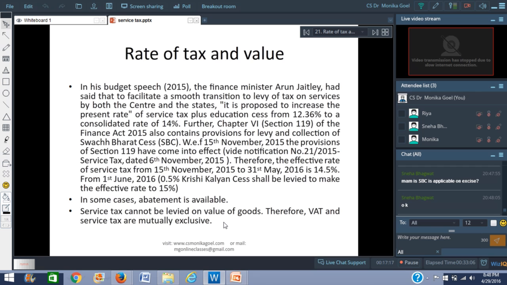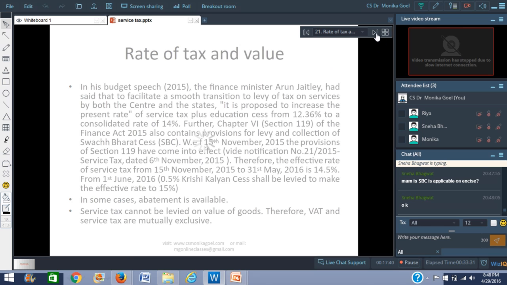Service tax cannot be levied on value of goods. Therefore, VAT and service tax are mutually exclusive. See, this is very, very clear, that service tax would be chargeable on services, not on goods. So, wherever you have got any transaction in goods, VAT would be applicable, not the service tax. Whenever there would be a transaction in services, service tax would be applicable.